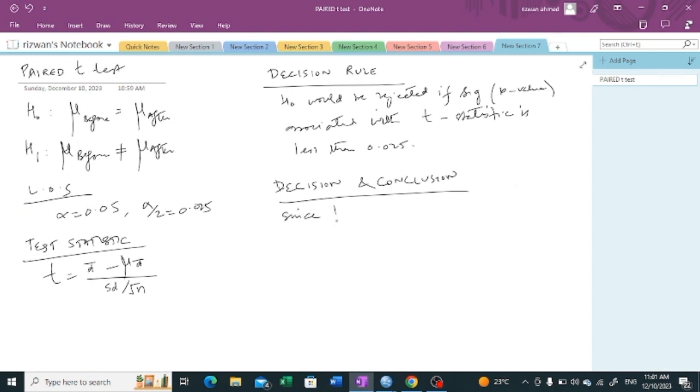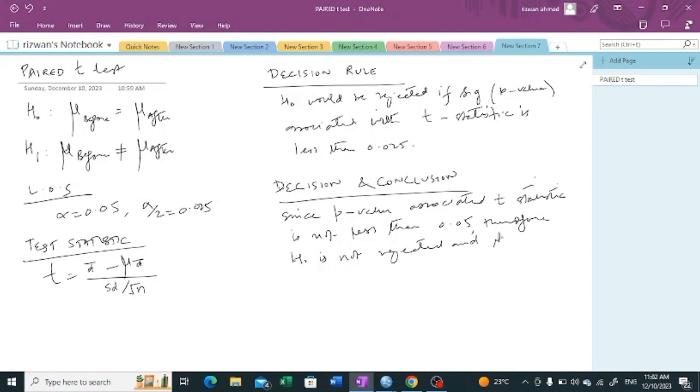So since p-value associated with t statistic is not less than 0.05, therefore H naught is not rejected, and it cannot be concluded that the mean cholesterol before program differs significantly from the mean cholesterol after the program, and consequently we can draw such a conclusion that the treatment is effective in reducing cholesterol level.